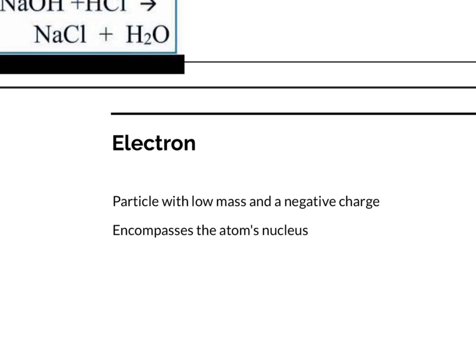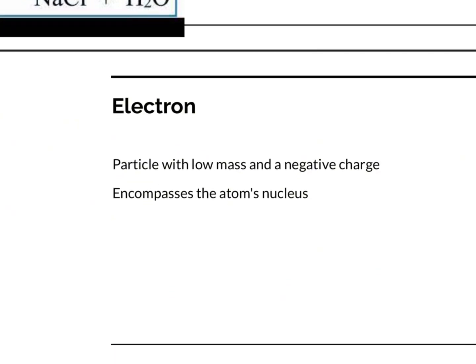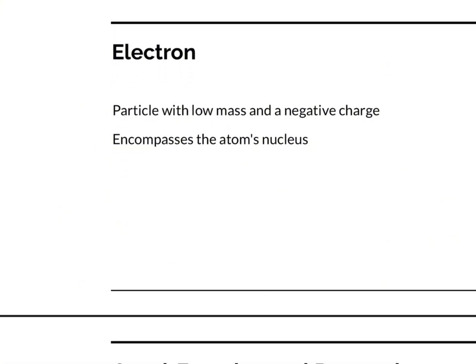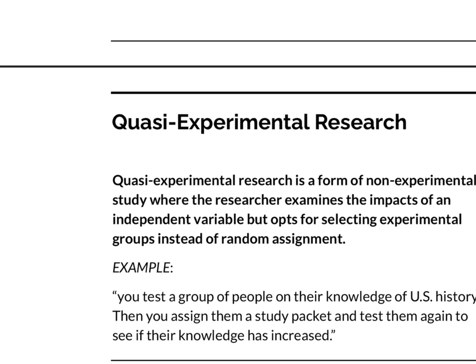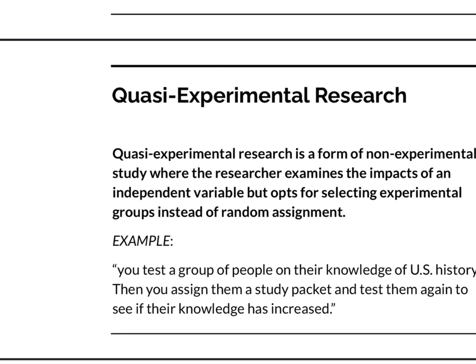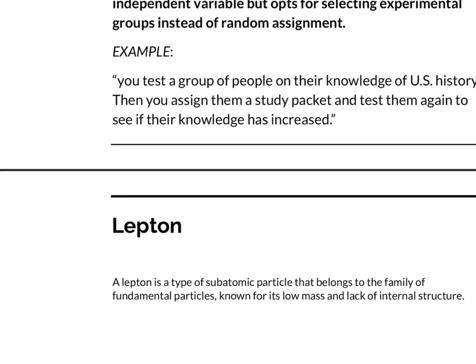Electron. Particle with low mass and negative charge, encompasses the atom's nucleus. Quasi-experimental research. Quasi-experimental research is a form of non-experimental study where the researcher examines the impact of an independent variable but opts for selecting experimental groups instead of a random assignment. For example, you test a group of people on their knowledge of U.S. history, then you assign them a study packet and test them again to see if their knowledge has increased.